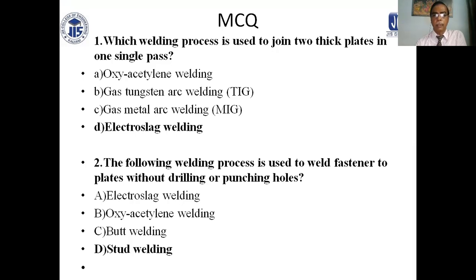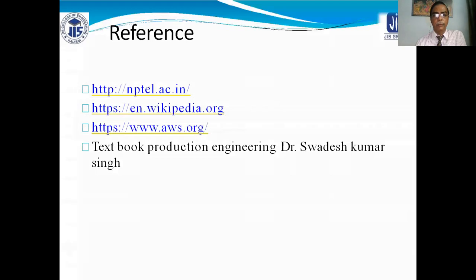So this is the end of this session. The references are NPTEL, Wikipedia, the American Welding Society handbook, and the textbook Production Engineering by Swadesh Kumar Singh. We are taking from this book as a reference. Thank you very much for listening. We have discussed welding metallurgy as well as the heat affected zone, because this is very important in welding. Thank you.